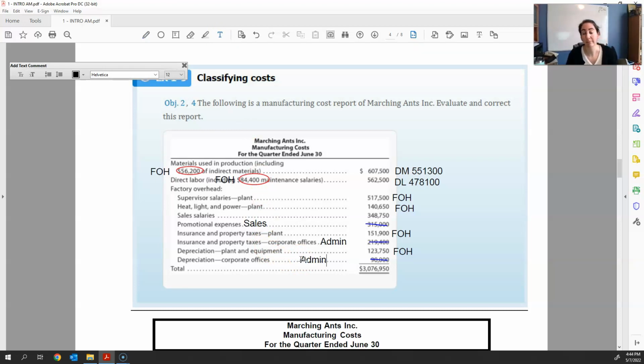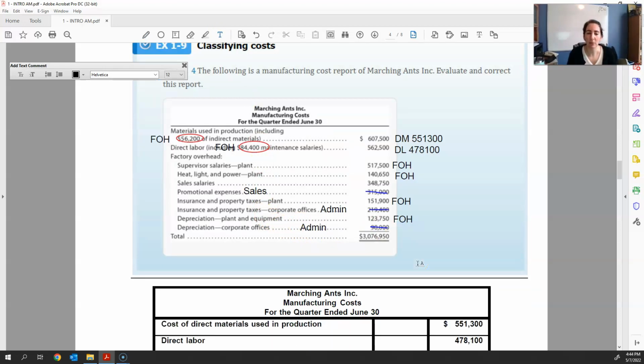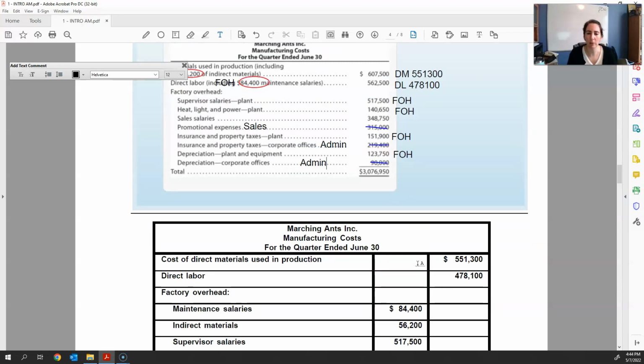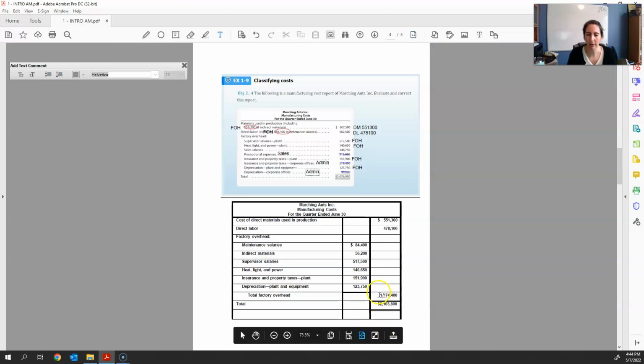The corporate offices. Okay, so now that we have these things, the idea is that you're going to put them into this report below. I know it's a little bit tiny, but we have all the information up here. So cost of direct materials, we have that 551.3. Direct labor, 478.1. We figured those out. And then these are all the items that I indicated would be factory overhead. 84.4, indirect labor, indirect materials, 56.2, and then here's the other ones, 517.5, 146.50, 151.9.